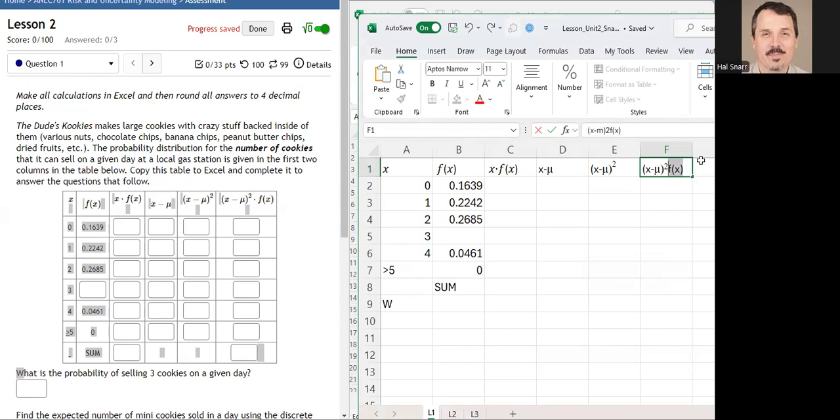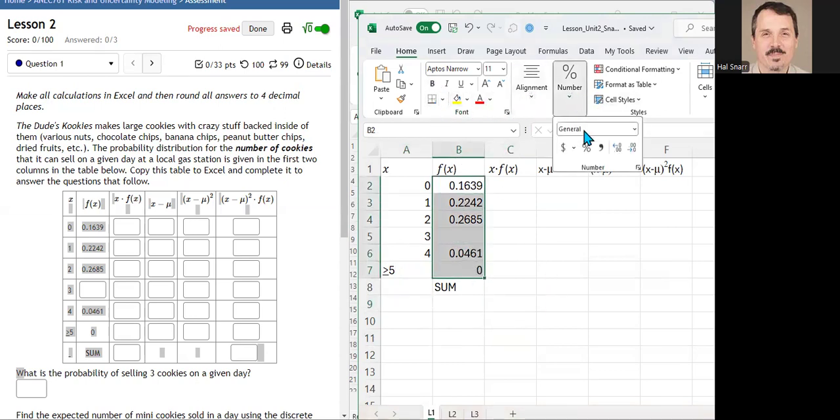This right here is the probability of x equals 0, 1, 2, 3, 4, or greater than or equal to 5. And this is a square deviation from the mean, which we compute in column E. Now, this is actually greater than or equal to 5, so I'm going to underline that. Okay, and then I'm going to set the decimal places at 4 for all of these.